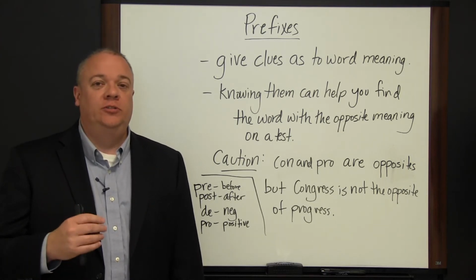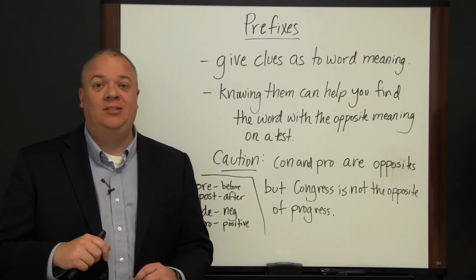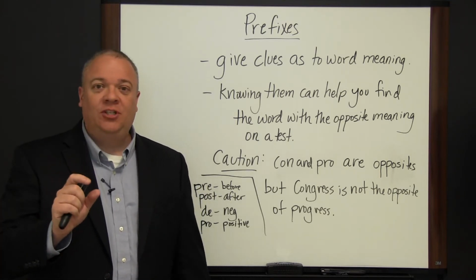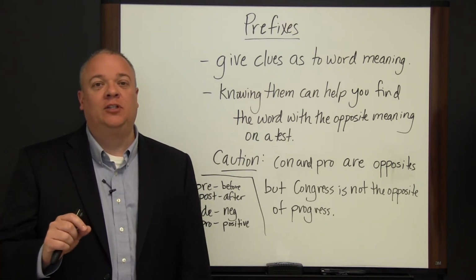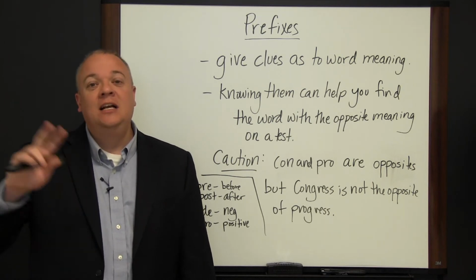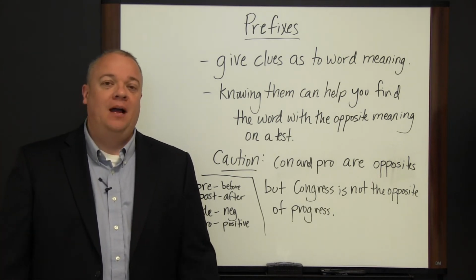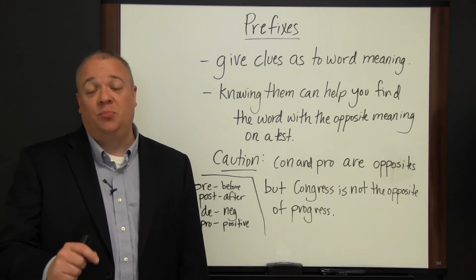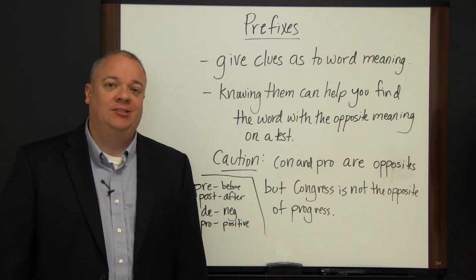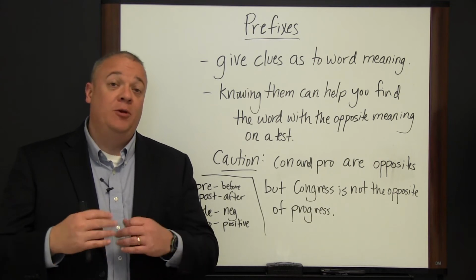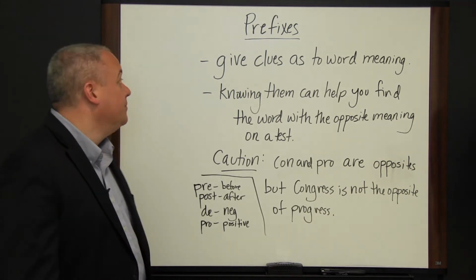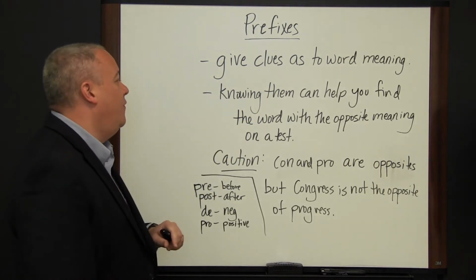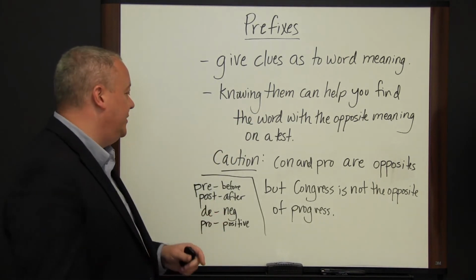And they're important clues, especially if you're taking a standardized test where they say we want you to find the word with the opposite meaning. Sometimes just knowing the prefix can give you enough of a clue, even if you don't know what the root means, to find the opposite. We've got a few examples on the board, and we want to go through those briefly just to show you the importance of prefixes, how they can help you in your test-taking strategies, and how they can help you understand the meanings of words. So prefixes give clues as to a word's meaning. Knowing them can help you find the word with the opposite meaning on a test.